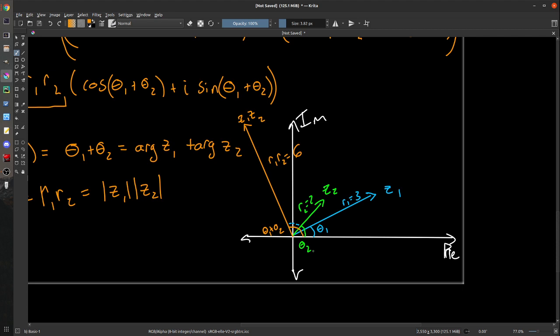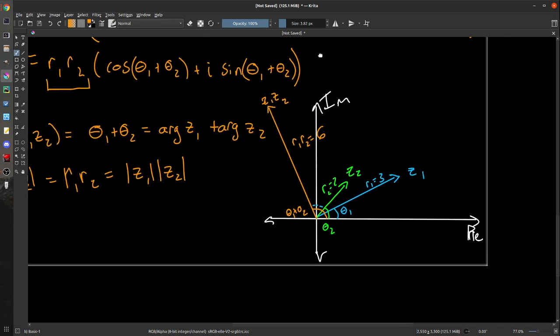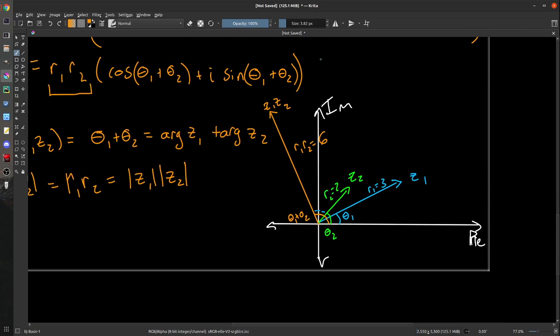So multiply the moduli, add the arguments, and then you get the product. So it's got a very geometric description. It makes sense what's going on. And in particular, this will make certain things really easy to deal with. For example, finding square roots. That is something where you are doing some multiplication and figuring things out like that.